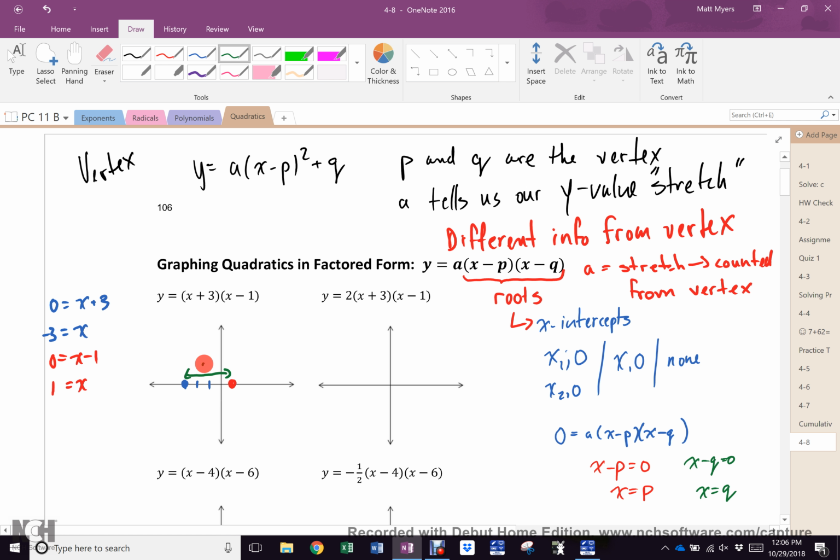How far apart are those? 4. So the vertex has to be directly between the two, doesn't it? Yeah. So what is 4 divided by 2? 2. Everybody with me? So we know the vertex has to be 2 on either side of this, yes? So if I go 2 from negative 3, I'm at negative 1, yes? If I go 2 from positive 1, I'm at negative 1, yes? So the shortcut is this.